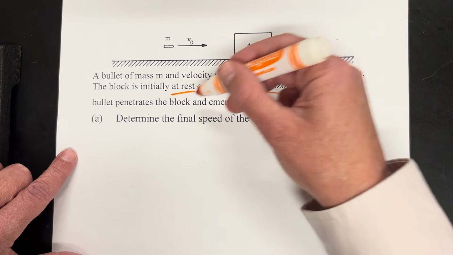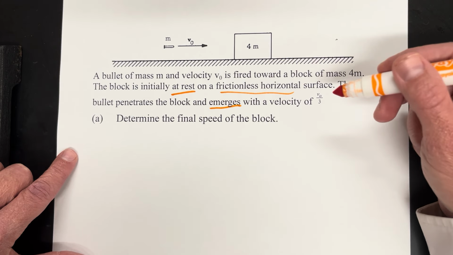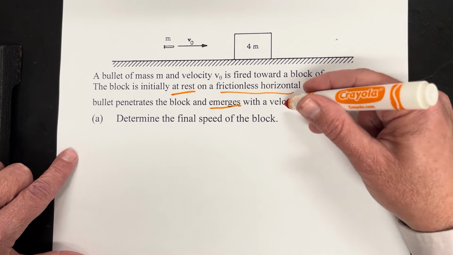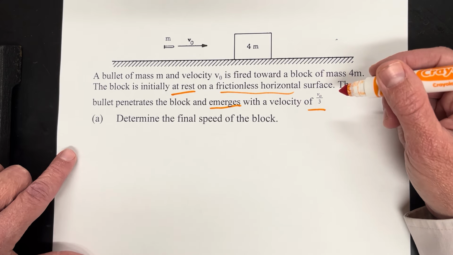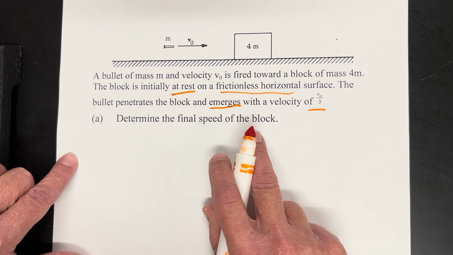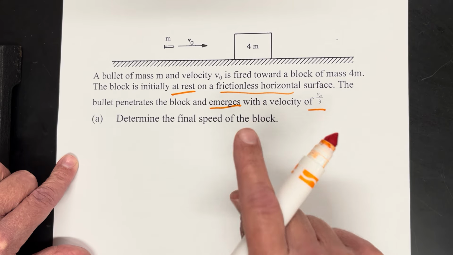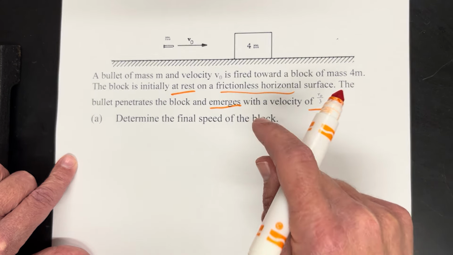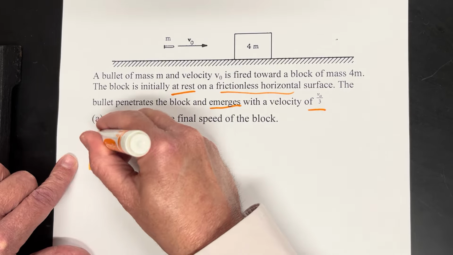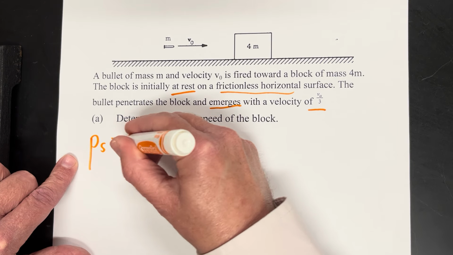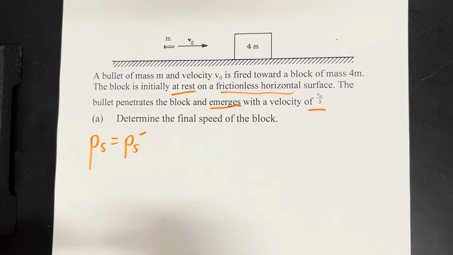The bullet penetrates the block and emerges, so it doesn't get stuck, as it so often does, with a velocity of v0 over 3. Determine the final speed of the block. This is still a collision, so it's a conservation of momentum problem. Let's start it off like we should all of them: the momentum of the system beforehand is equal to the momentum of the system afterwards.